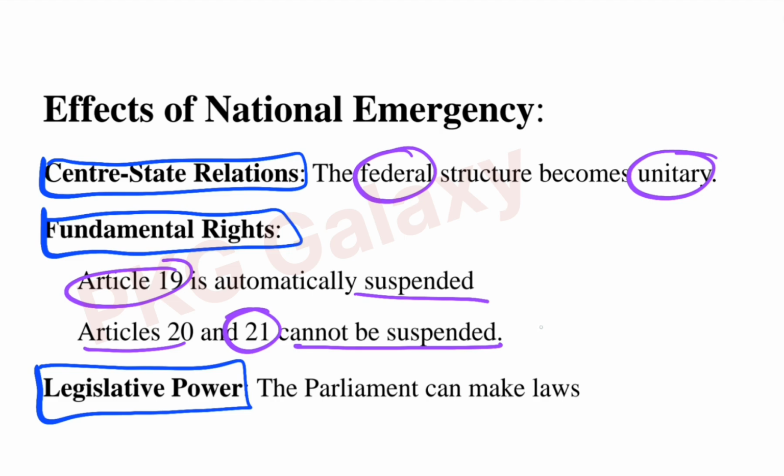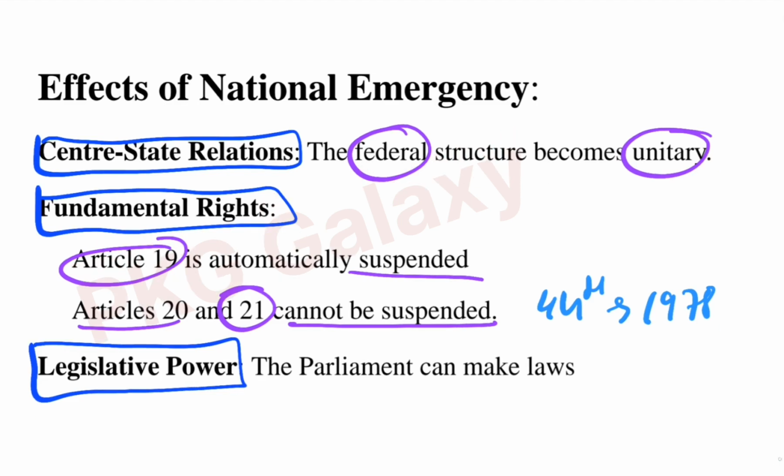According to the 44th Amendment Act of 1978, the rights under Articles 20 and 21 cannot be suspended during the national emergency. And in the legislative power, the Parliament can make laws on the subjects enumerated in the state list.